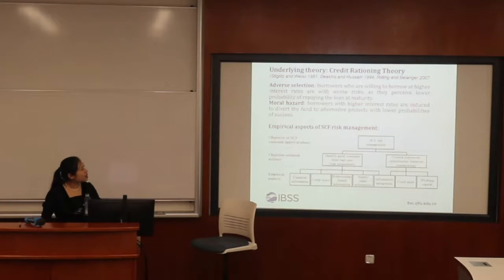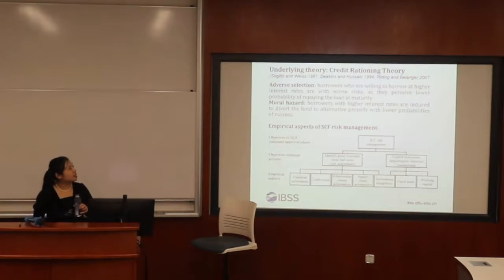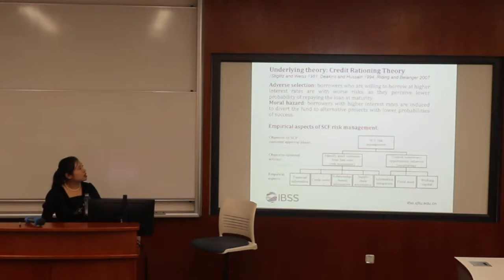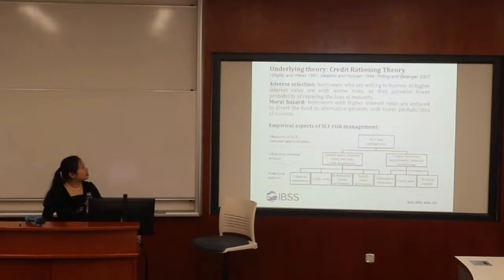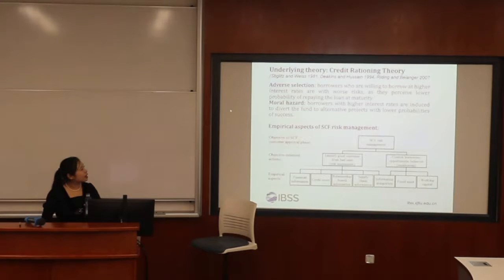Secondly is moral hazard. Adverse selection is that borrowers who are willing to borrow at higher interest rates are with worse risks, as they see a lower probability of repaying the loan at maturity. It's not difficult to understand that. And secondly is the moral hazard. Borrowers with high interest rates are induced to divert the fund to an alternate project with lower probabilities of success. I think it's quite typical, right?